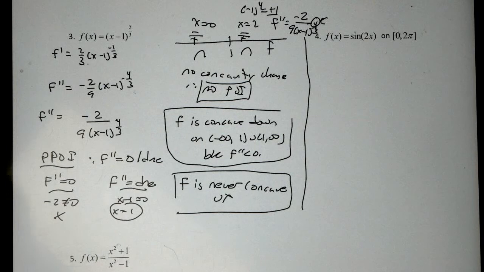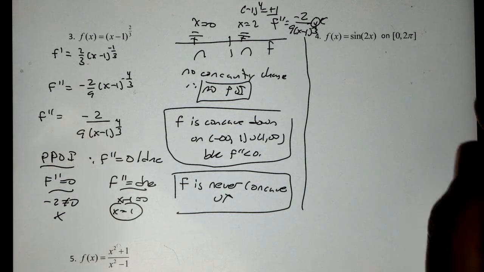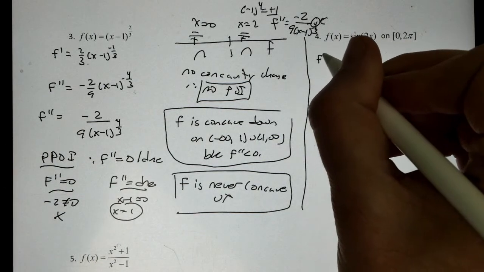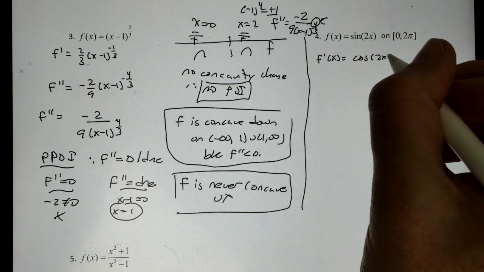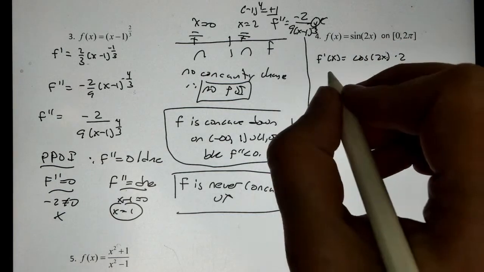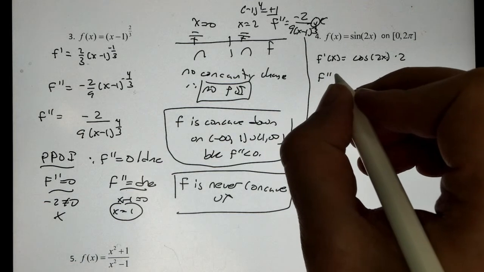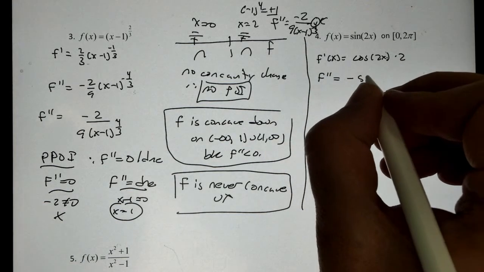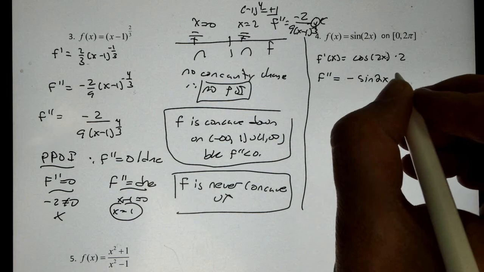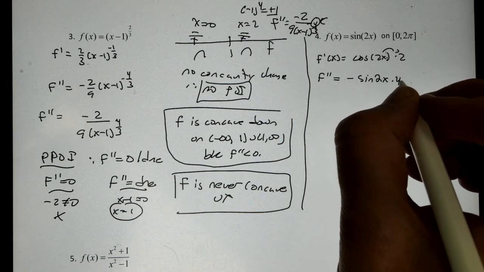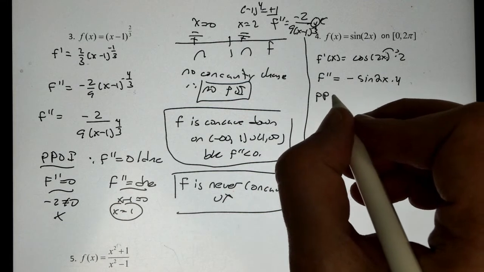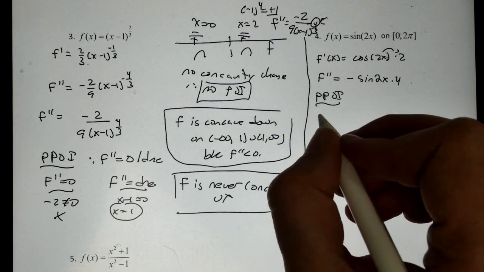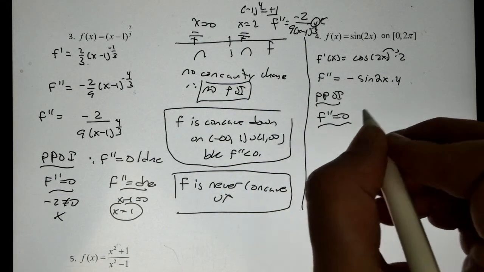So over here, we have a trig-alicious function. When we take the first derivative, we get cosine of 2x times 2. Taking the second derivative, we get negative sine 2x. Be careful, chain rule again, that becomes times 4. So when we're looking for our possible points of inflection, where does the second derivative equal 0?